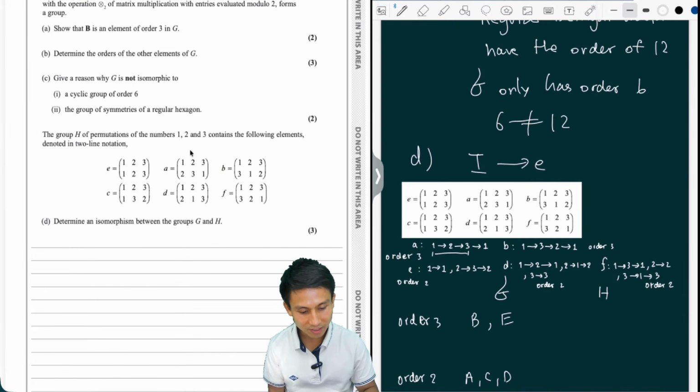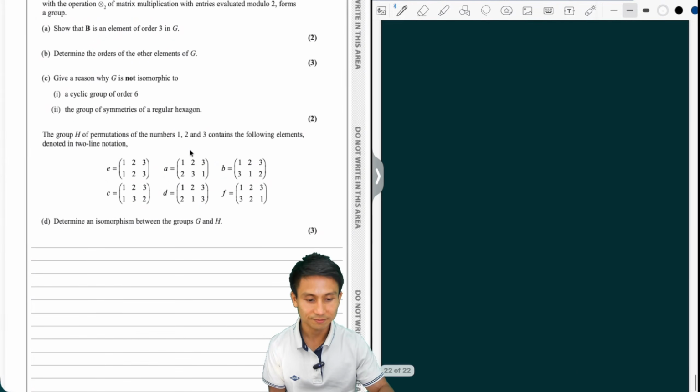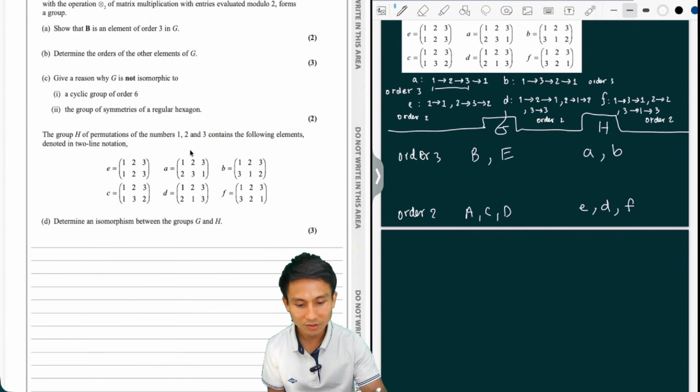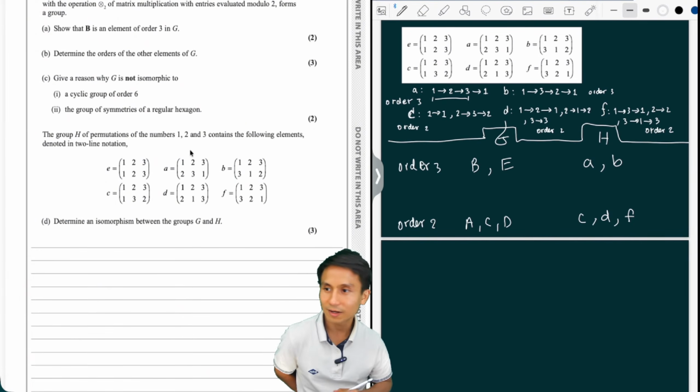So that means in group H, now we're gonna have a table here. In group H, we're gonna have order 3 to be A and B, right? And order 2 to be, what are they? E, D, and F, right? Wait, that's not E, that's C. Sorry, E is already, yeah. C, right? This is C. C, D, and F. All right.